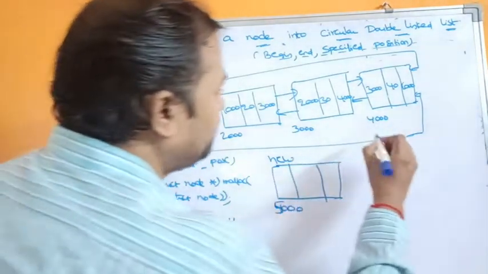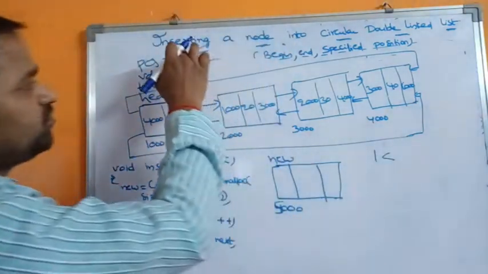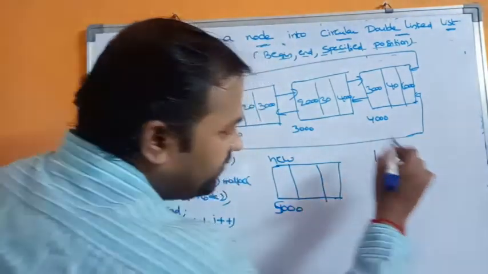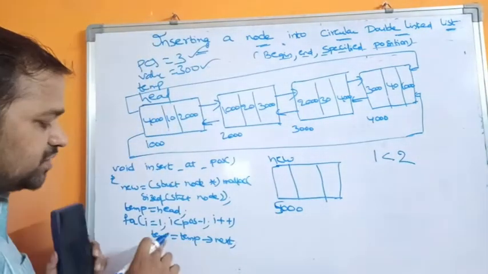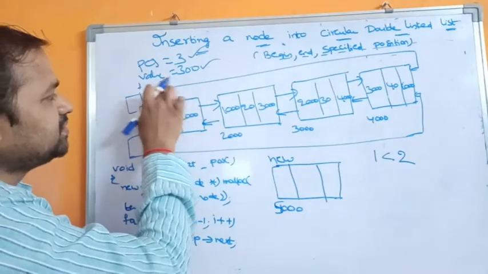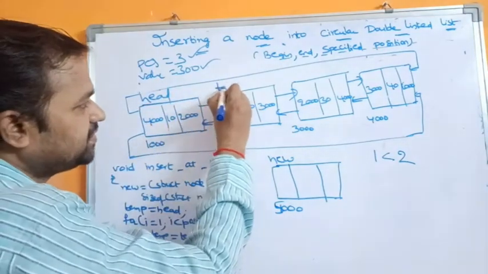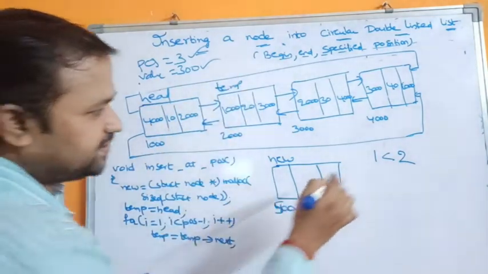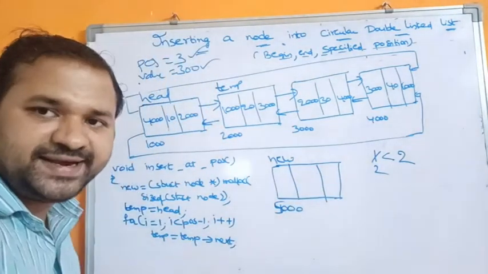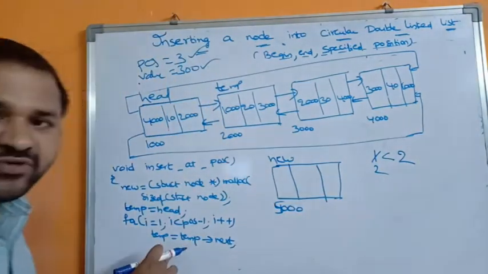So i is equal to 1. So 1 is less than, what is position? Position means 3. 3 minus 1 means 2. So 1 less than 2, condition is true. So temp is equal to temp arrow next. Previously temp is at 1000. Now 1000 next means 2000. So temp will be placed at 2000. Next i plus plus, i will become 2. 2 less than 2, condition is false. So the control comes out from the for loop.